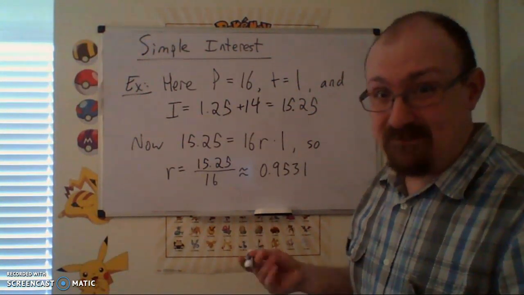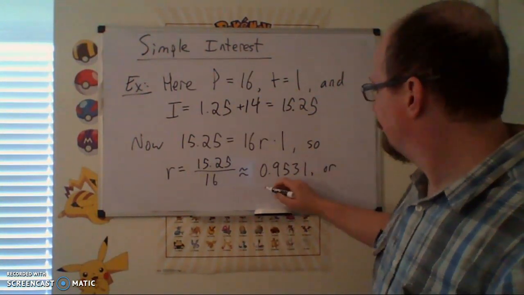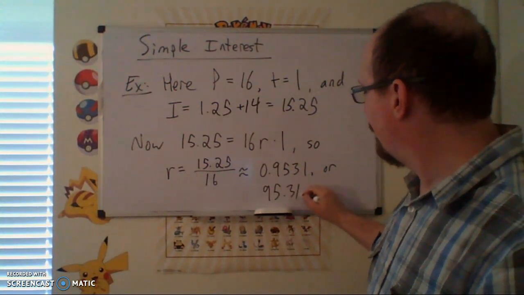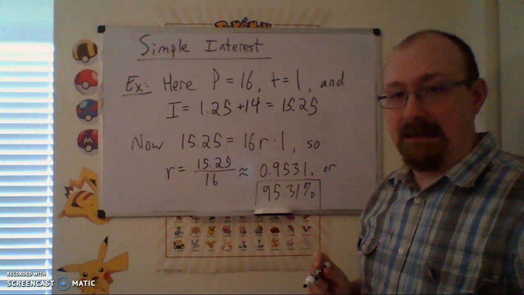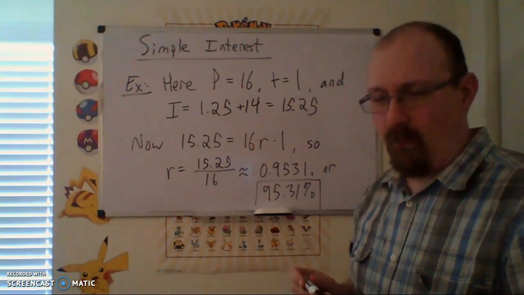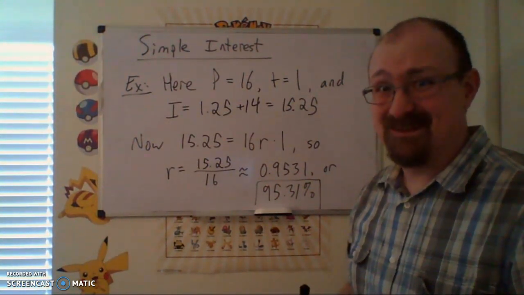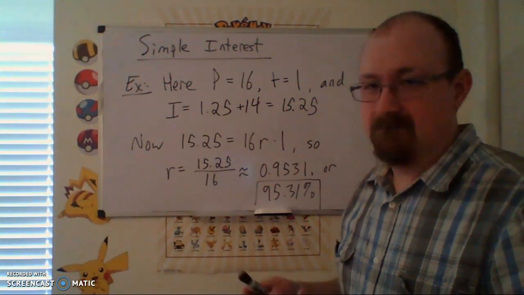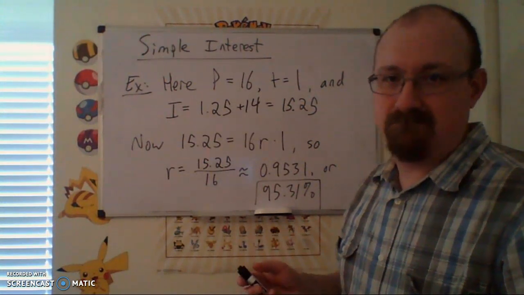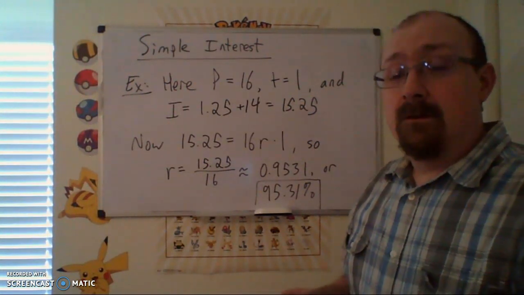We would normally report this as a percentage. So move the decimal point a couple of times. We have, yowza, 95.31% interest. That's a lot, at least to me. I mean, again, I don't know. I'm a math teacher. So, all right.